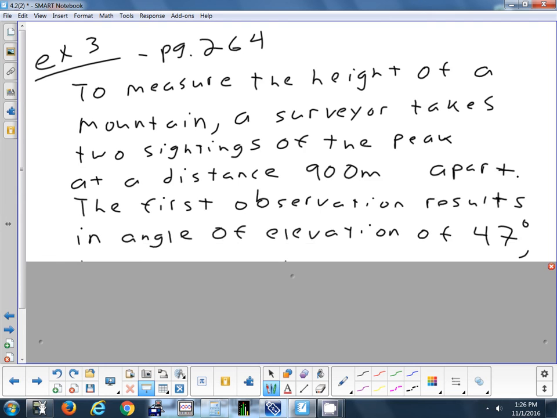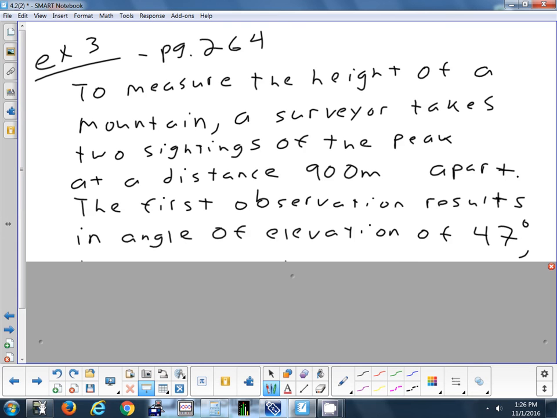So the first time that the surveyor measures the angle, it's 47 degrees. Okay, so angle of elevation is like if you were eye level with the ground, the angle you'd have to look up at to be staring right at the very peak of the mountain. Now, as the surveyor backs up 900 meters, what's going to happen to this angle? It's going to decrease, right?